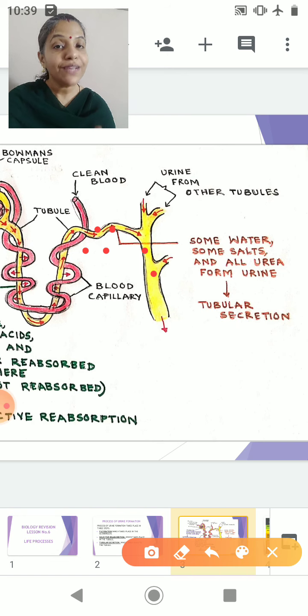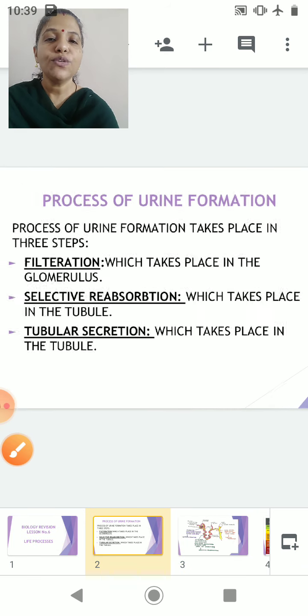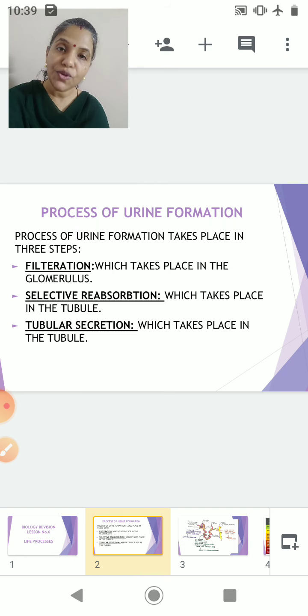Okay, so there are 3 steps for the process of urine formation. As I told you, the first is filtration. That filtration is also called ultrafiltration because it is taking place under high pressure. The filtration takes place in the glomerulus. Selective reabsorption takes place in the tubular part of the nephron, and tubular secretion also takes place in the tubular part of the nephron. So these are the 3 steps in the process of urine formation. I hope you have understood the process of urine formation.